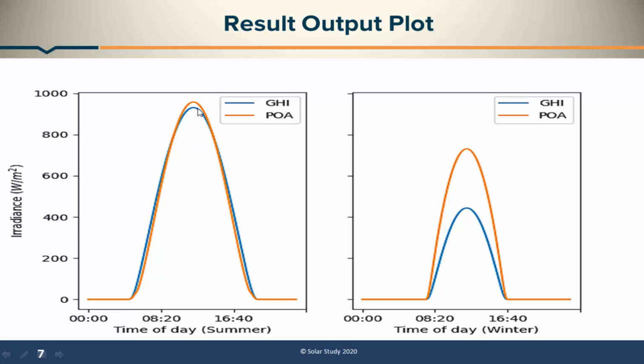So let's see the GHI and POA components. This yellow line is the POA, plane of array, which is nothing but how much radiation is coming in all directions. Then the GHI, global horizontal irradiation, is how much irradiation is coming to a particular surface, indicated in blue color. So here you can see the GHI and POA on a summer day.